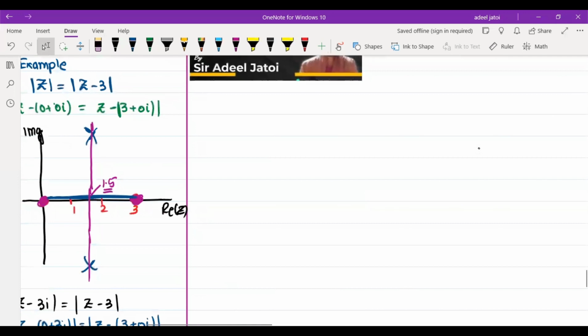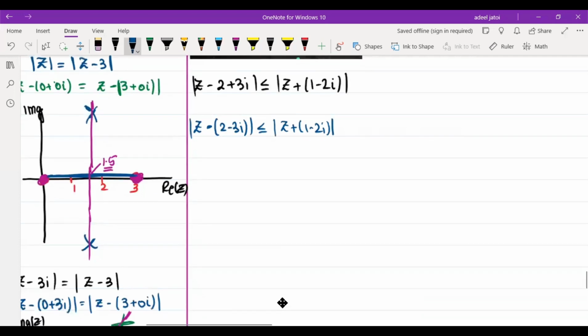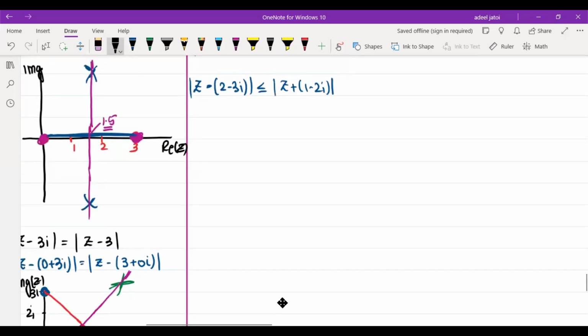But if we have an inequality now, let's say modulus of z minus 2 plus 3 iota is less than or equal to modulus of z plus 1 minus 2 iota. Now, what does this mean? Modulus of z minus 2 minus 3 iota is less than or equal to modulus of z plus 1 minus 2 iota. So this is your normal form. Let's draw the axis first.